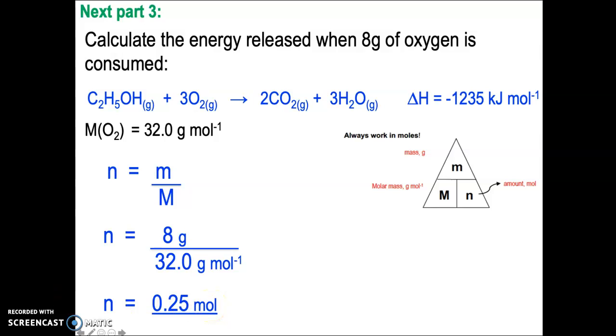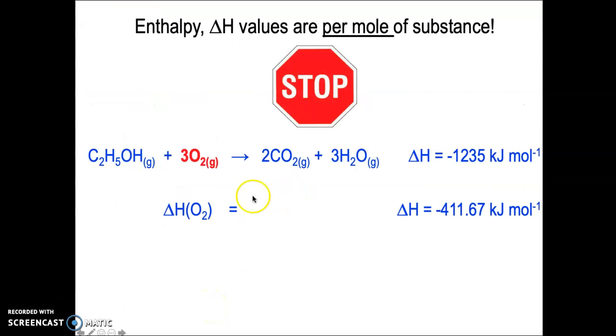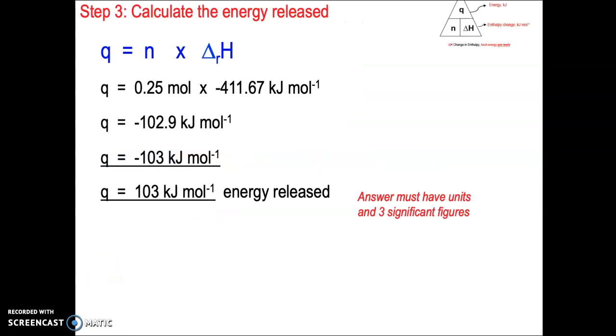As I did for water, I am seeing that 3 moles of oxygen is reacting with the ethanol to produce this amount of energy. But if you only had 1 mole of oxygen, and that means a third of the ethanol, then you'd only get a third of that energy. So you do need to convert your delta H so it's per 1 mole of whatever the substance is that you're reacting or looking at.